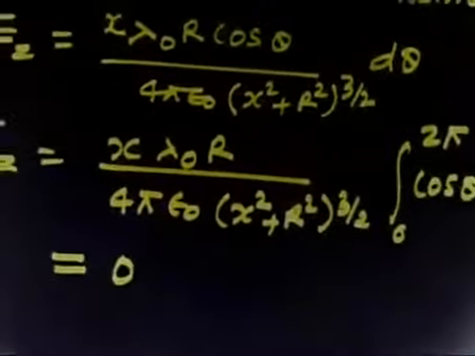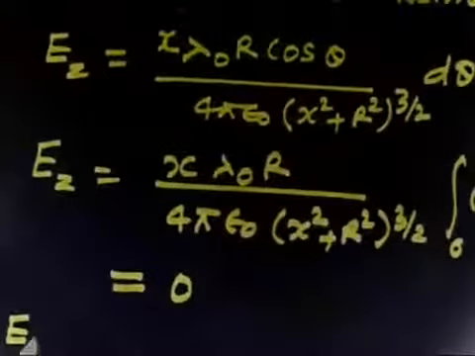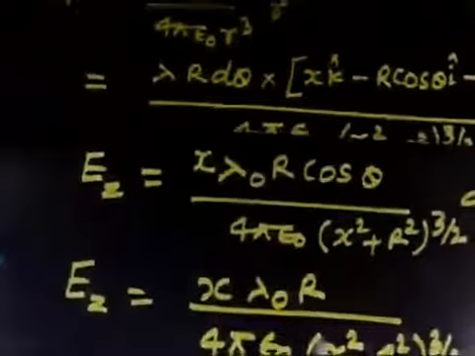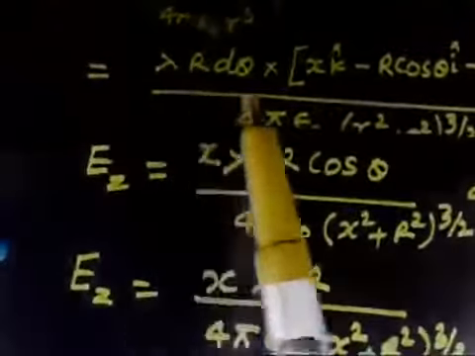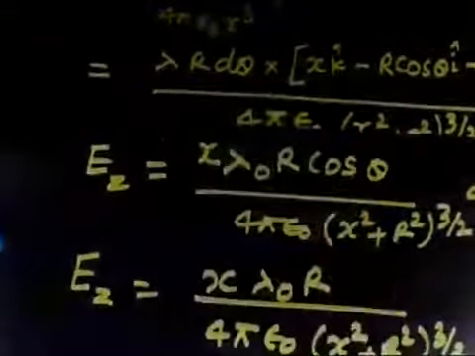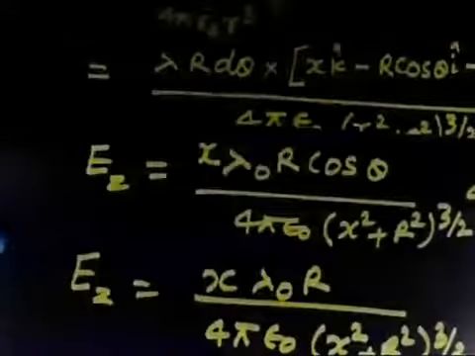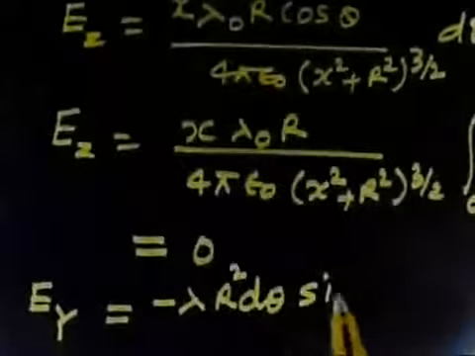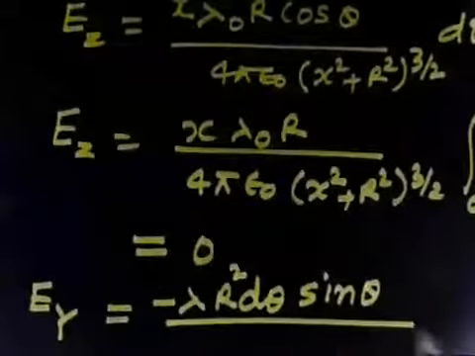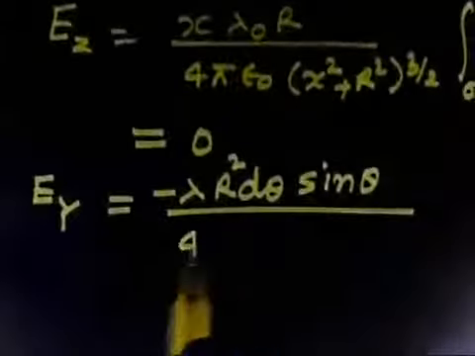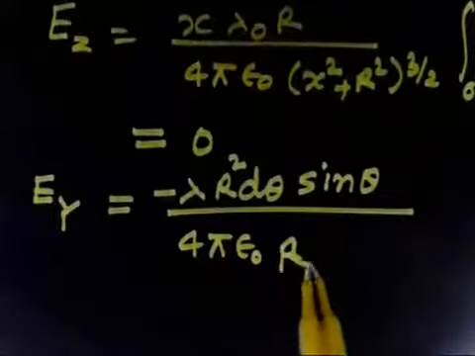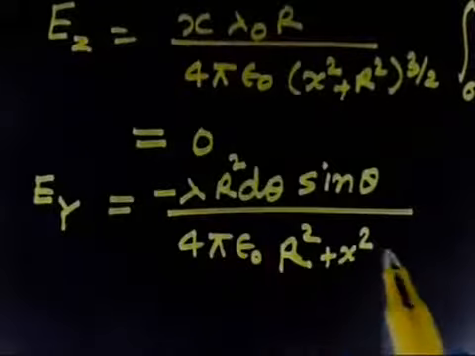Similarly, you can find Ey also, and Ey again will be 0. So let us try to visualize. Ey will be lambda r d theta, so lambda into r into d theta, and then minus r sin theta, so that is minus r square sin theta, and this is divided by the denominator, where we have the same term, 4 pi epsilon naught, r square plus x square raised to the power 3 by 2.